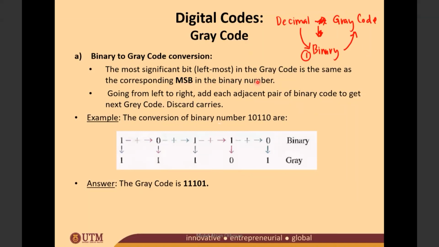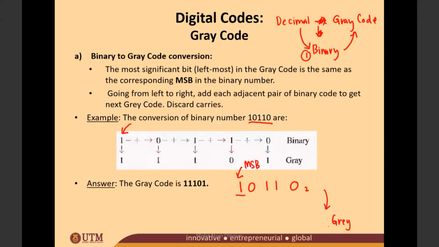Okay, means that first, kamu cari dahulu dia punya MSB. Okay, contoh kamu ada this value 10110. Okay, so this is a binary number. Okay, now you're going to convert to gray. Okay, mula-mula this value here kita cari dulu dia punya MSB. So this is the MSB, the most significant bit, ataupun kita the leftmost bit in the binary number.